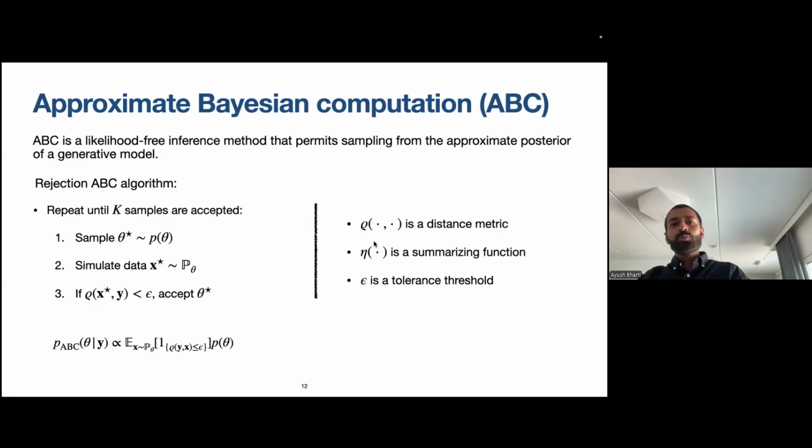Again, I won't go too much into the details of the ABC. This is just a basic rejection ABC step. You sample theta, simulate X, and then compute a distance. If it's small enough, then you accept it. Otherwise, you reject, and so on.